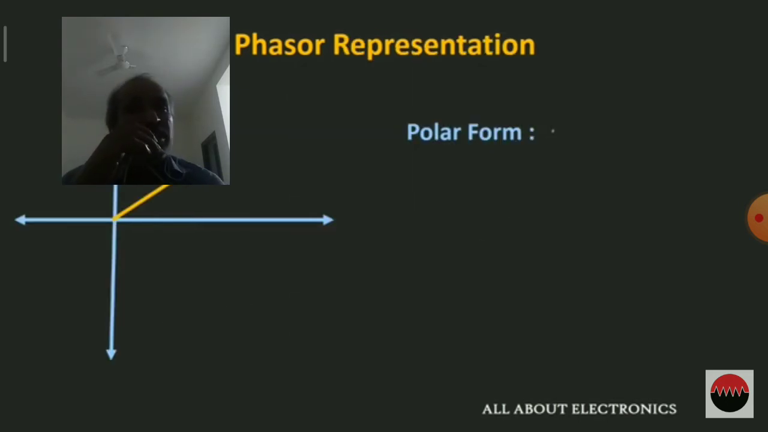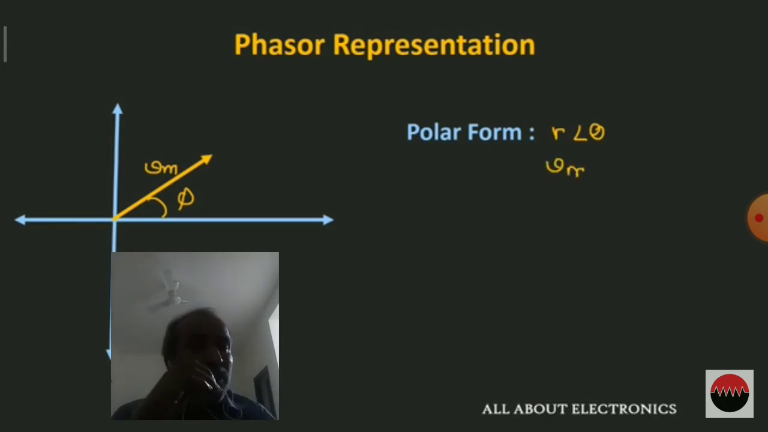Now phasor representation in polar form. How to write the polar form? In polar form, R is the amplitude or magnitude with angle theta. It is represented like that: Vm angle phi. So this is a phasor representation of a vector.